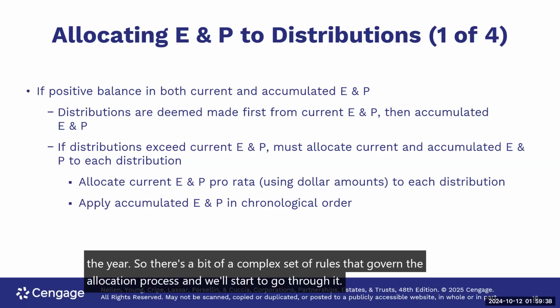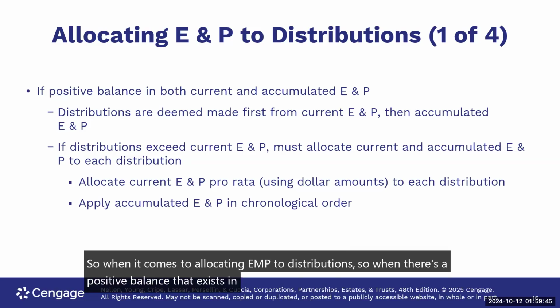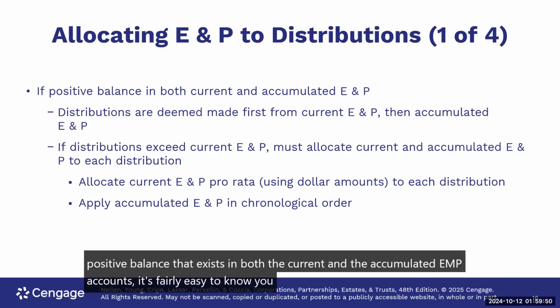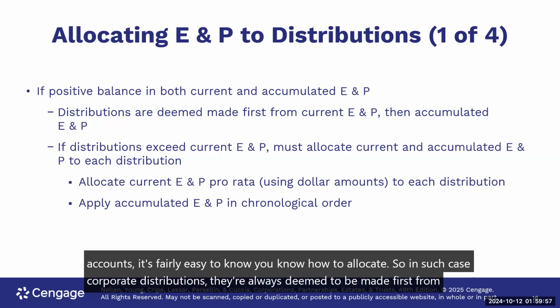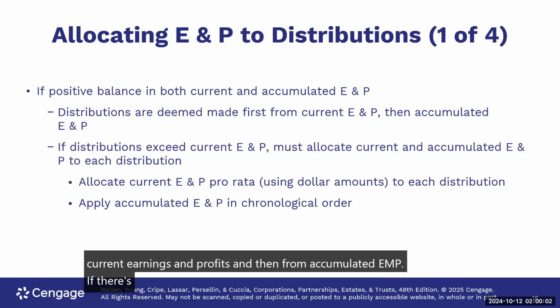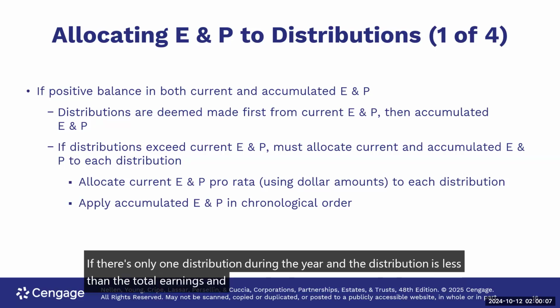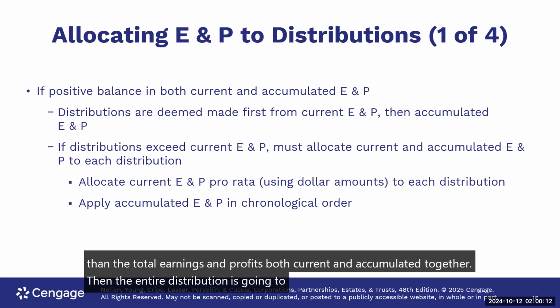So when it comes to allocating E&P to distributions, when there's a positive balance that exists in both the current and the accumulated E&P accounts, it's fairly easy to know how to allocate. In such case, corporate distributions are always deemed to be made first from the current earnings and profits and then from accumulated E&P. If there's only one distribution during the year and the distribution is less than the total earnings and profits, both current and accumulated together, then the entire distribution is going to be classified as a dividend.